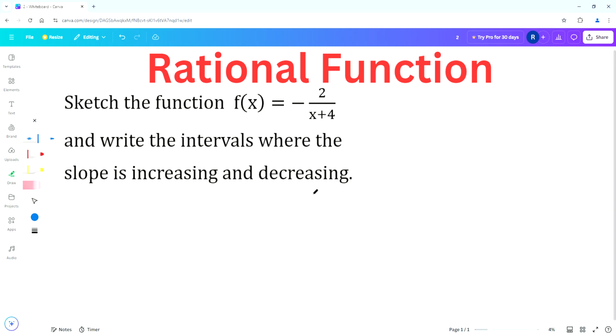First, we have to sketch this given function f(x), and for that we have to identify the key features of the graph of this function. The first key feature is the intercept. So let's start with the x-intercept. We can find the x-intercept of this function by setting the function value equal to 0 and solving for x.